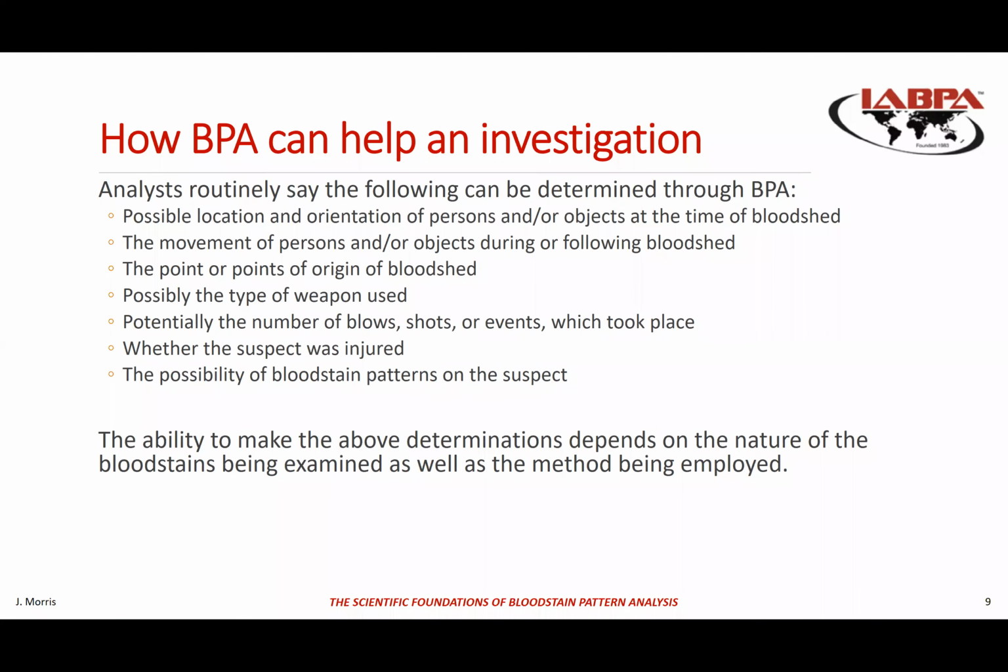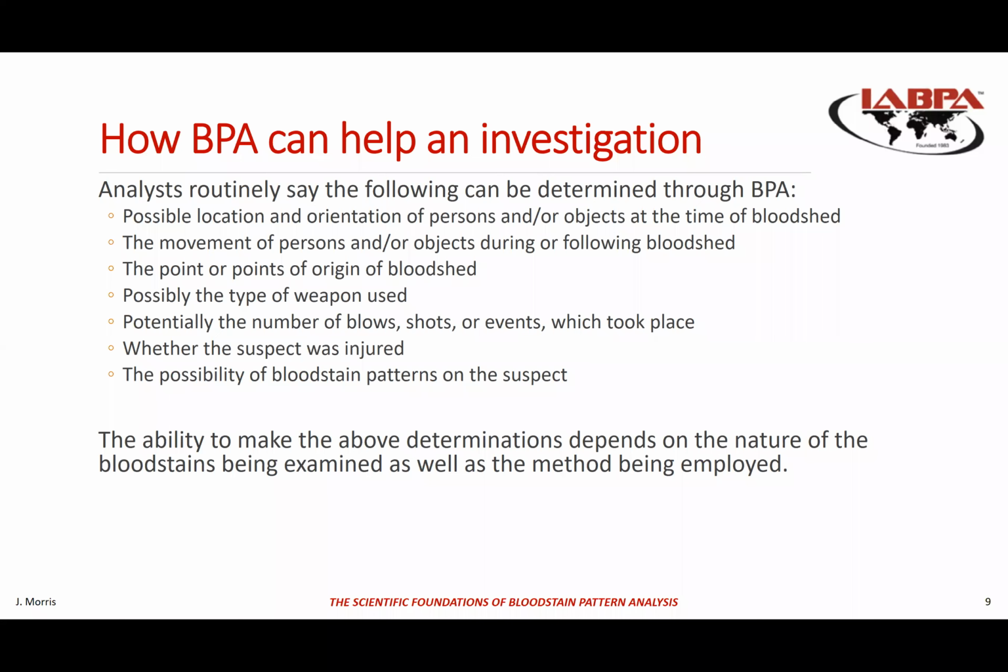So analysts routinely can determine other aspects. These are reconstructive aspects of the scene. Where were people at a scene? How did they move throughout the scene? Is there a point of origin in two-dimensional or three-dimensional space that we can say that this pattern was created at this location? Can we get an idea of the potential weapon that was used? Or if we have identified a weapon, can we determine the minimum number of impacts, blows, shots that took place?